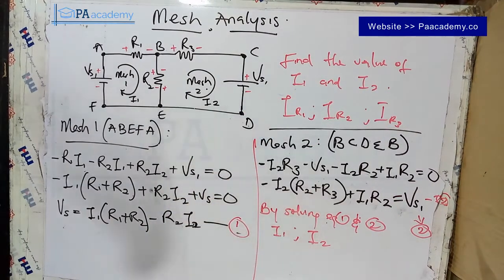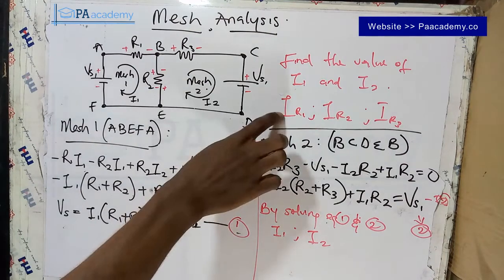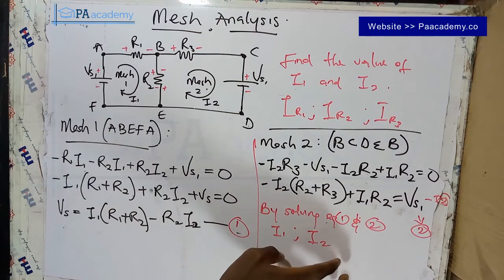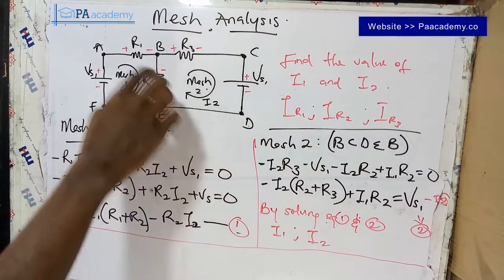We are going to get the value. Also, by the time we get the value of I1 and I2, we can find the current that is now passing through each of these resistors. Now, let's say we already have the value of I1 and I2, and we are to calculate the current that is passing through each of these resistors.